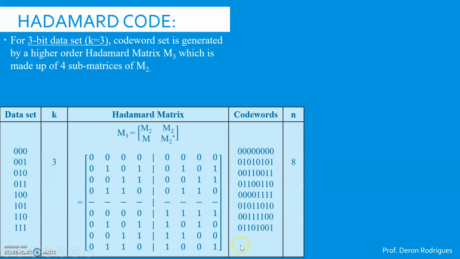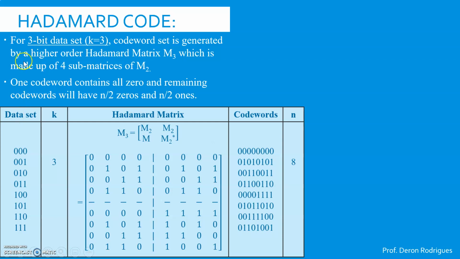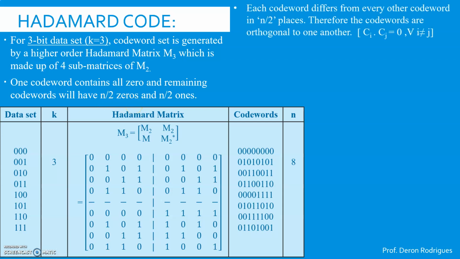Again, if you observe here, all the code words except for the first one have 4 zeros and 4 ones. And if you compare any two code words, you will see that they differ in 4 bits. So they differ in 50% of the bits; in this case the total number of bits is 8, so 50% is n by 2, which is 4 bits. So one code word contains all 0, and the remaining code words will have n by 2 zeros and n by 2 ones. Each code word differs from every other code word in n by 2 places. Therefore, the code words are orthogonal to one another.